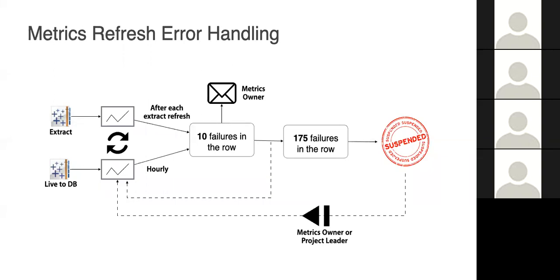If refresh has 10 failures in a row, no matter if it's live or extracts, an email will be sent out to the metrics owner automatically on the server, which is nice. And then when there are 175 failures in a row, which is a little over 1 week for the hourly live metrics refresh, the refresh will be suspended. Also, a separate email, a separate alert, is sent to the owner.